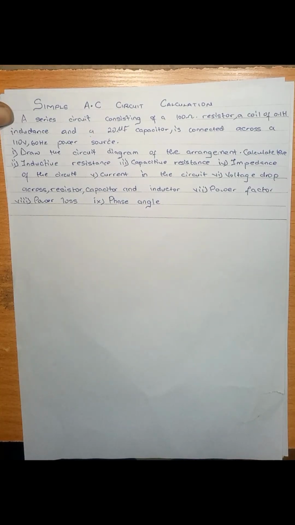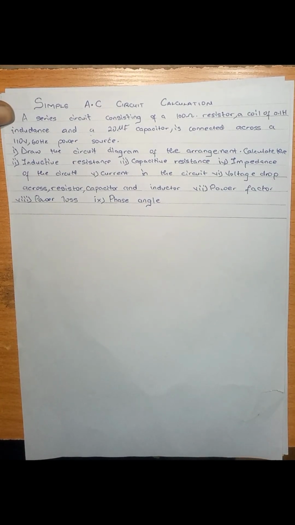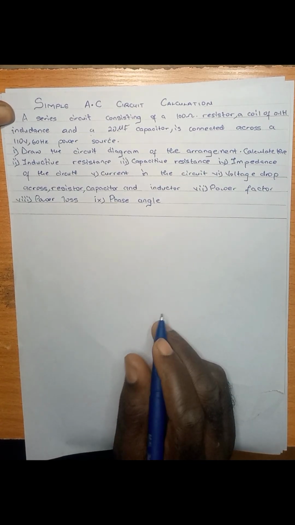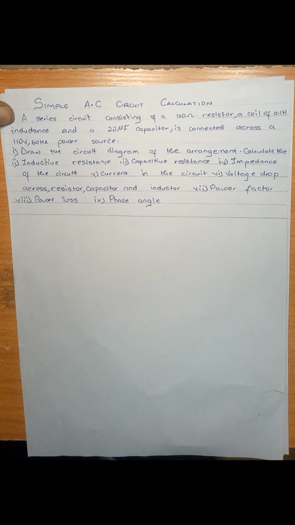Good day, class. Now let us analyze simple AC circuit calculation. A question says that a series circuit consisting of a 100 ohm resistor, a coil of 0.1 Henry inductance, and a 20 microfarad capacitor is connected across a 110 volt 60 hertz power source.